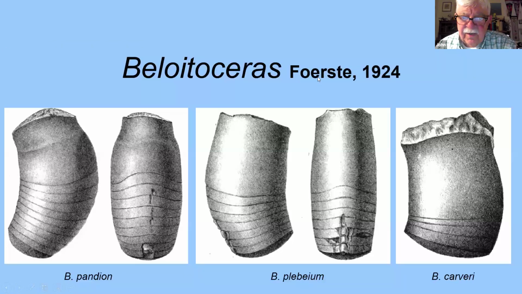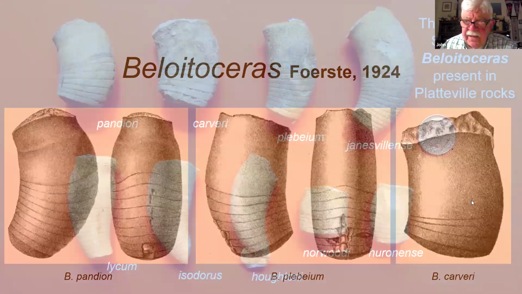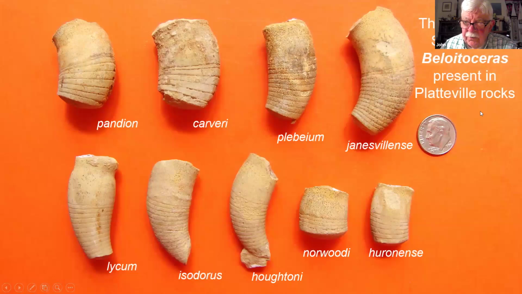Now, Beloidoceras. Beloidoceras was erected by Augie Firstday in 1924. Here are his photographs of three species: Pandion, Plebeium, and my favorite, Carveri. And here are the 9 presently published species of Beloidoceras. I'm going to go through 5 of them. These guys right here, nope. And I'm not even sure these guys could be considered actual Beloidocerases, but it is what it is.